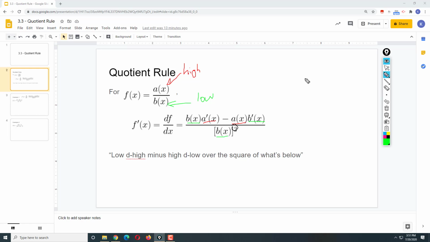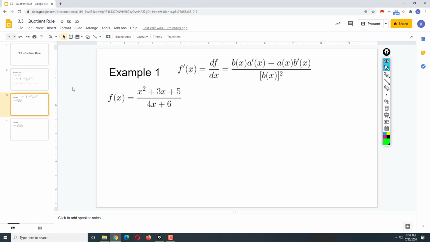Okay, so here are some examples of applying the quotient rule. Example 1. f of x is x squared plus 3x plus 5 on top over 4x plus 6 on the bottom. And we are trying to find the derivative f prime. It is low, which is 4x plus 6. D high, the derivative of the top. The derivative of x squared is 2x. Derivative of 3x is 3. Derivative of 5 is just 0, so that goes away.